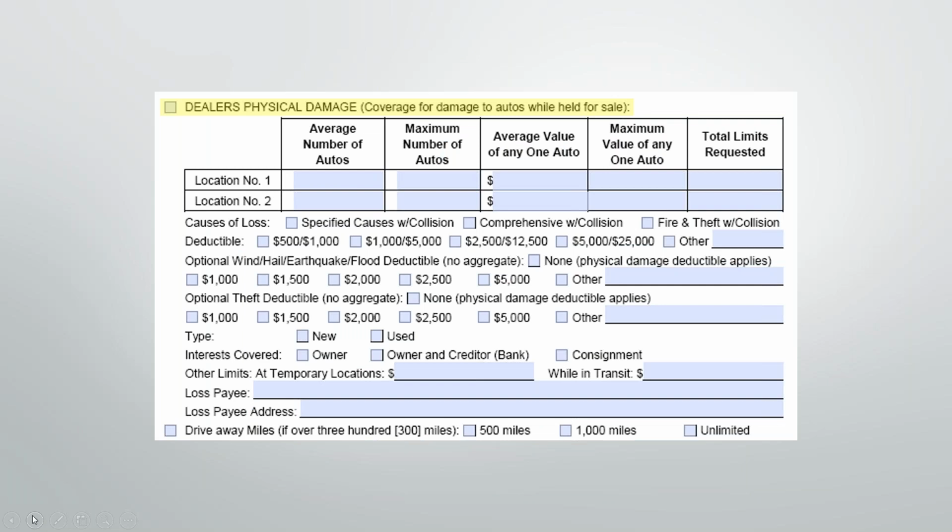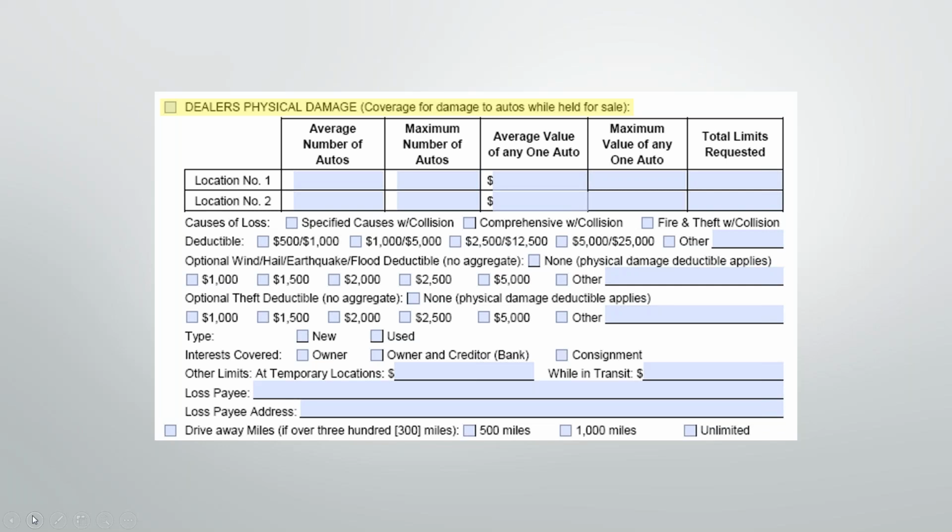All right, now we're going to go into the dealer's physical damage section, which is for your dealership. Dealer's physical damage is only for vehicles that you own. And it's going to be the same type of grid as you saw for the garage keepers. Average number of autos that are kept on the lot, maximum number of autos kept on the lot, and then the limits associated with that.